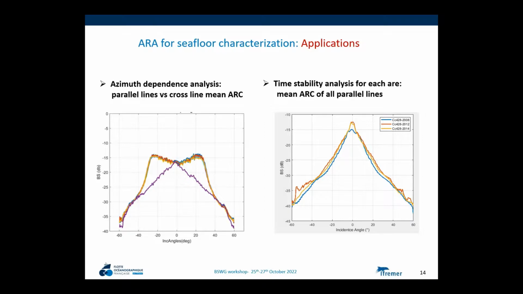We also studied the stability of areas. Here we have an example of the stability of an area. It was surveyed in 2008, 2012, and 2014, and we can check the stability of the backscatter using the angular response curve. That way, we prefer this kind of analysis to the mosaic.